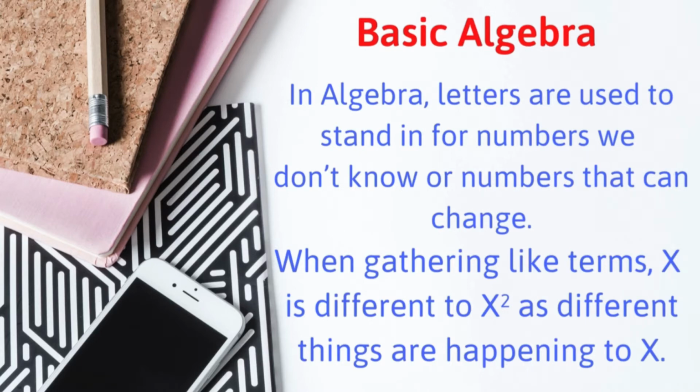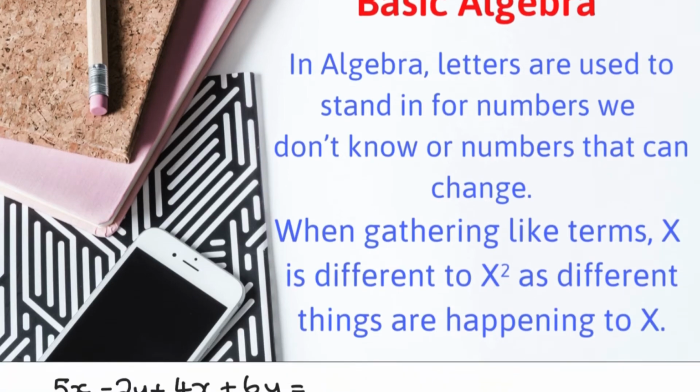The first thing you need to be able to do is gather like terms, for example putting all the X terms together and all the Y terms together. When gathering like terms, X is different to X squared or X cubed because different things are happening to X, so they need to be kept separate.